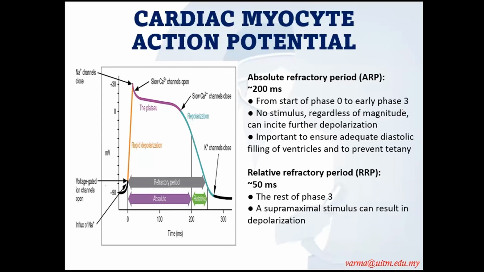If you want to mention this, it is important to ensure adequate diastolic filling of the ventricle to prevent tetany. The period of this absolute refractory period, because we want to maintain the heart rate, right? Your diastolic period determines your heart rate, right? Because we want to fill the heart. If you have another action potential here, before the left ventricular filling completes, you already get another left ventricular systole, because the heart is pumping again.